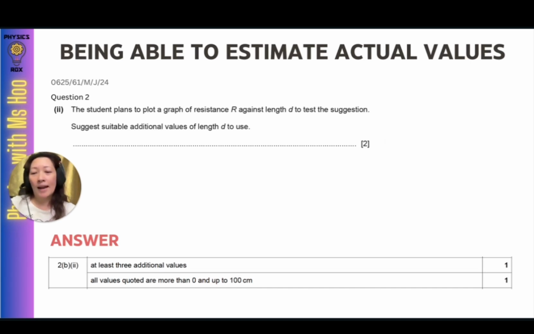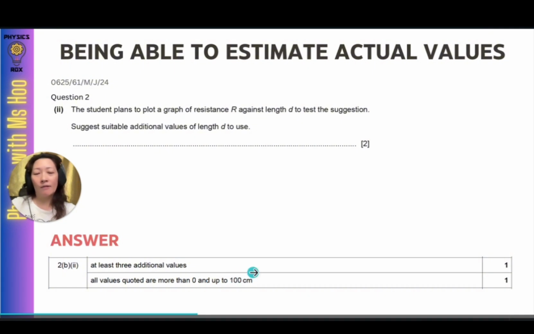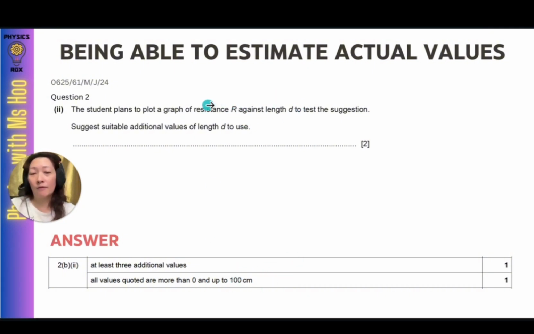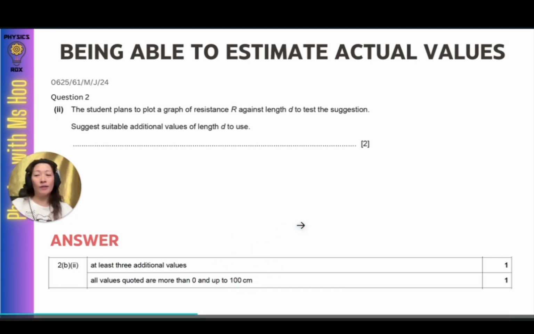They want you to write at least 3 additional values, and all values quoted are more than 0 and up to 100 centimeters. Because whenever you do length experiments for resistance wires, we usually go up to 100 centimeters because we are using the meter rule.